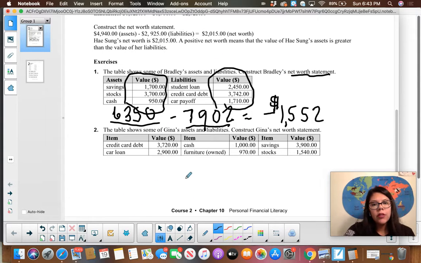Okay. So now we have Gina's assets and liabilities, and we're going to figure out her net worth. So back to number 1. So since with Bradley's assets, the amount was less than his actual liabilities, he ended up in a negative net worth balance. Let's see what happens with Gina's.